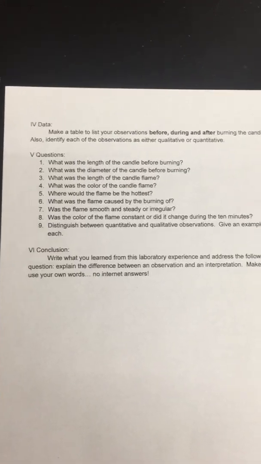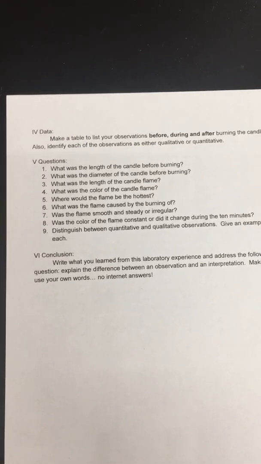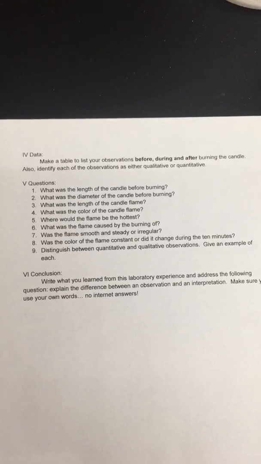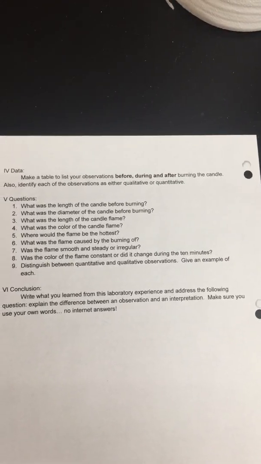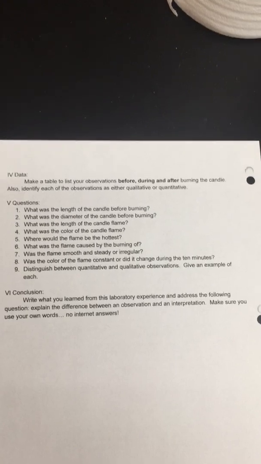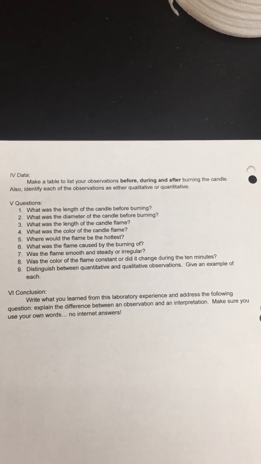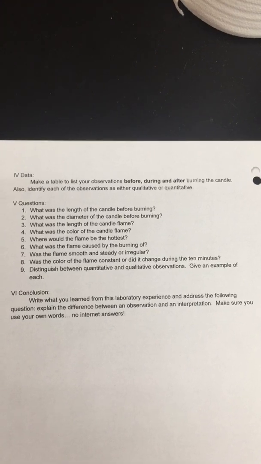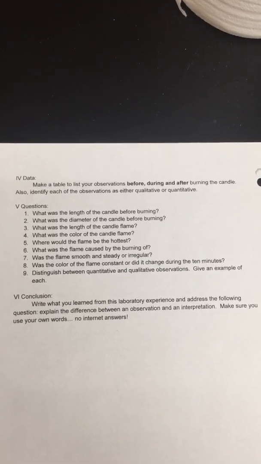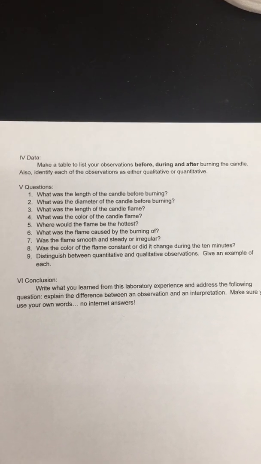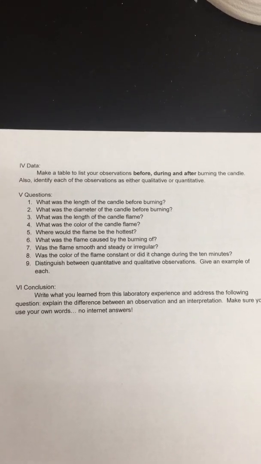We should read this before we actually do the lab. So you're going to make a data table. You've got to have a table that has before, during, and after. And you should also have a column that says whether it is a qualitative or a quantitative observation. So here are the questions. Now, these are going to be some of the observations as well.